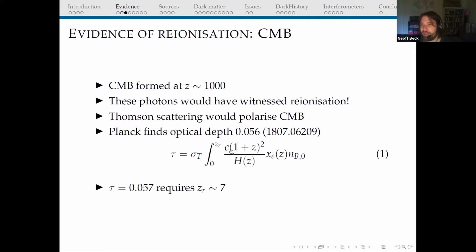This is a slightly simplified integral, just to give the gist of what's going on. It depends really on the baryon number density in the present epoch, and the fraction that's ionized. Okay, this will essentially be one at redshift smaller than z_R. And we can use our measured value of tau to solve for z_R. And what we find from the Planck measurement is that this is roughly 7. So all of this information is lining up, that reionization was roughly complete somewhere around redshift 6 or 7.